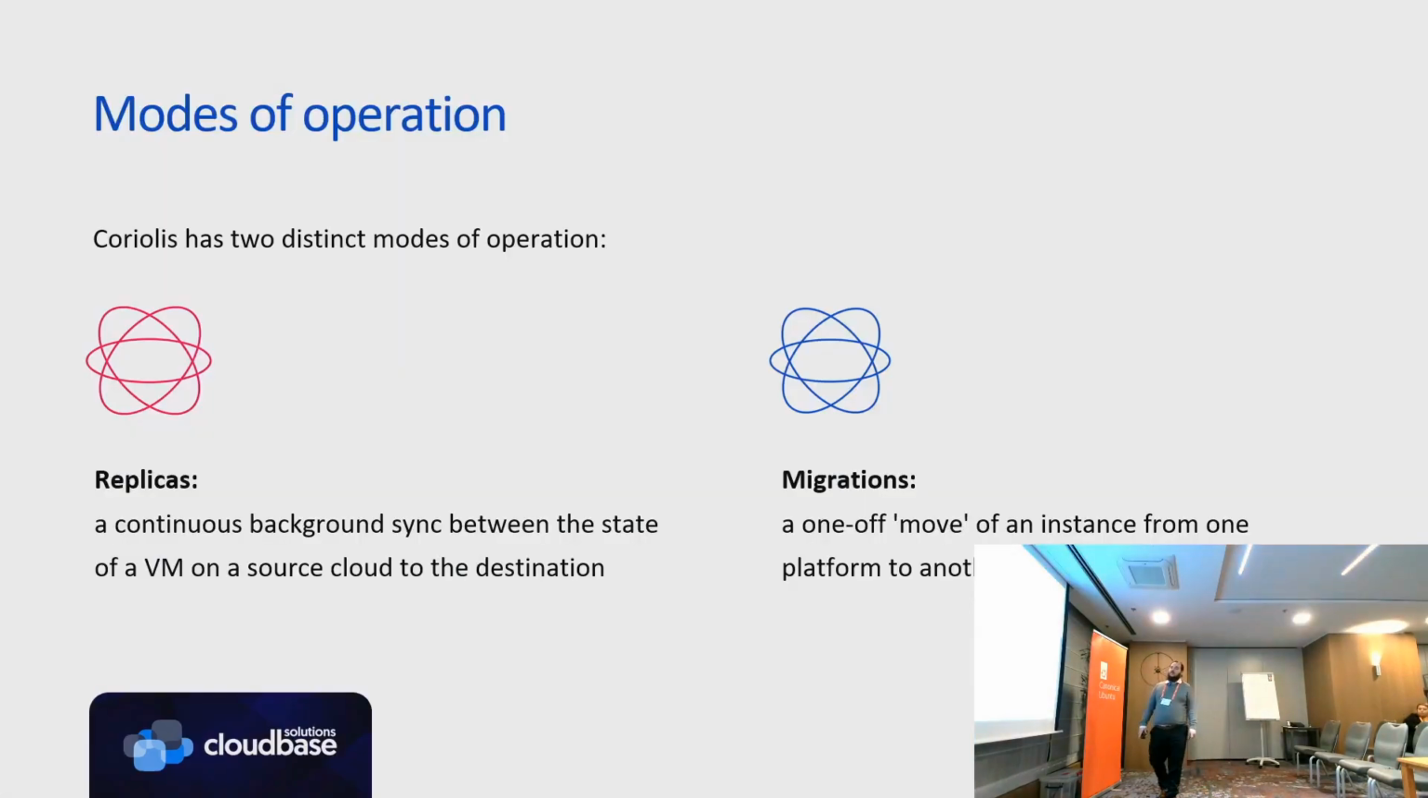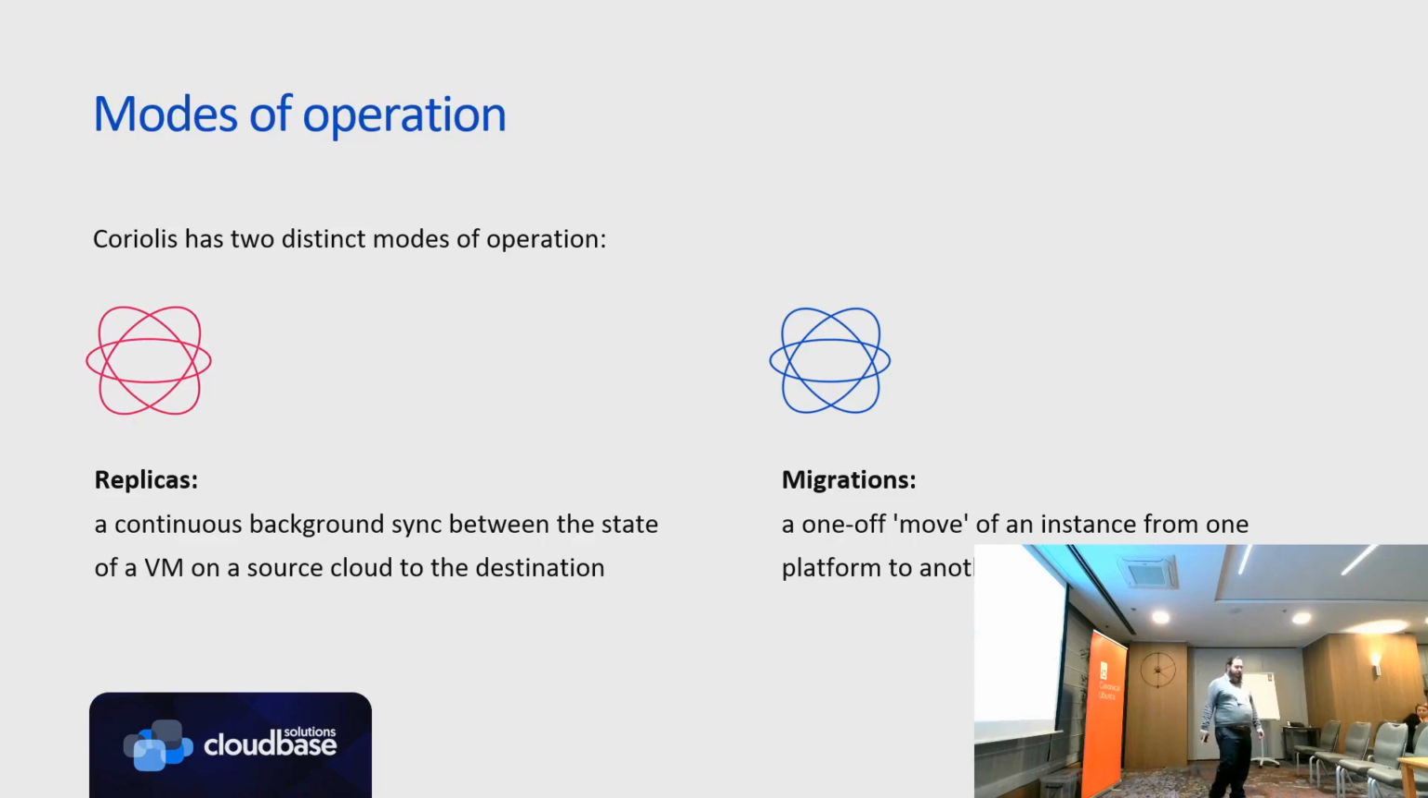Now I've spoken about replicas and migrations, since these are the two modes of operation. A migration is a one-time operation that is lift and shift. We take the instance from a source and we put it to the cloud. And that's basically it. You use it once and then you move on.